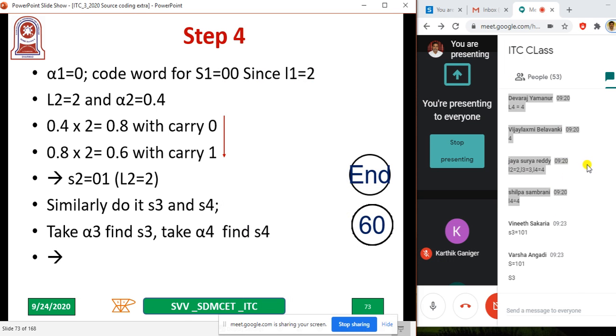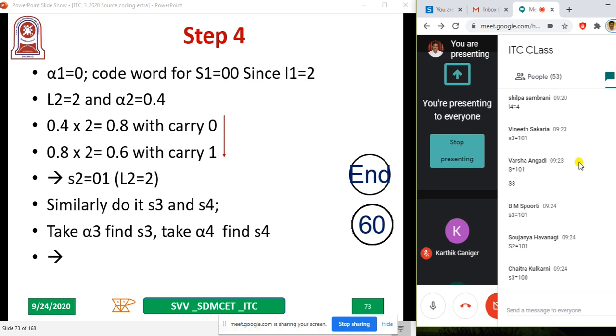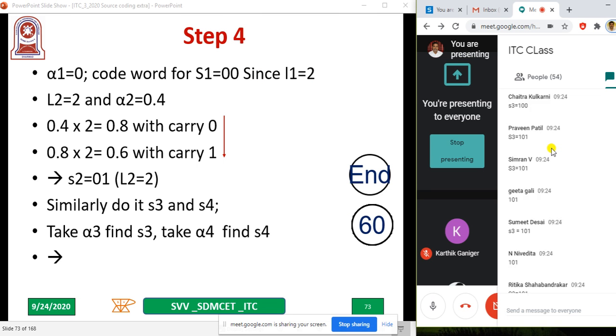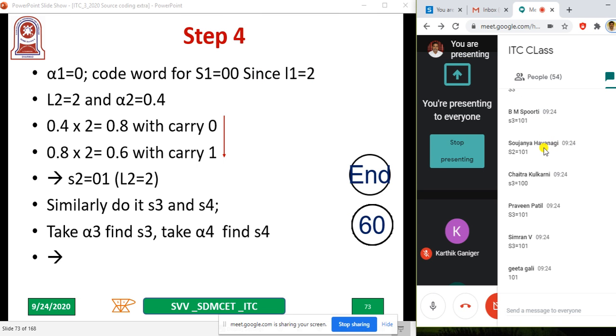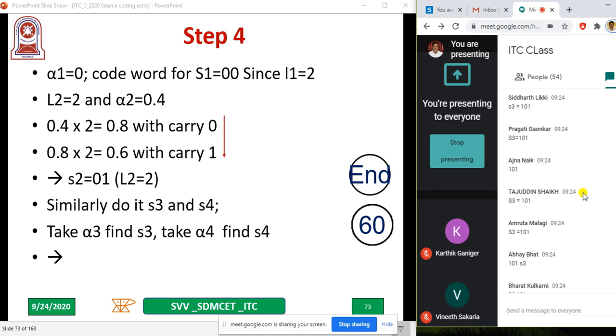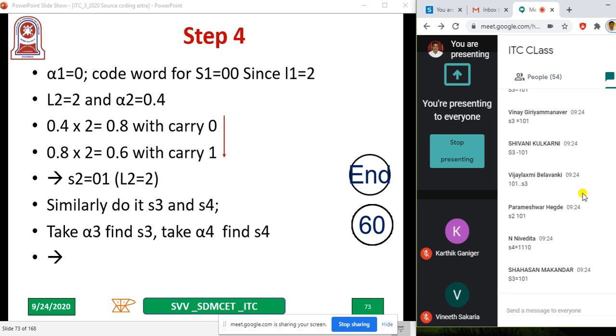Very good. Vineet, Varsha, S1, it may be S1 I think, 10. S3, okay, she has typed. S3 equal to 100, 101. S2 equal to 101. Saujanya has typed. Chaitra, S3 equal to 100, S3 equal to 101. Praveen, Simran, S3 equal to 101. Geeta 101, Charan 101, Pragati 101 may be correct. Adnya has also 101. Most of the students got 101 for S3.